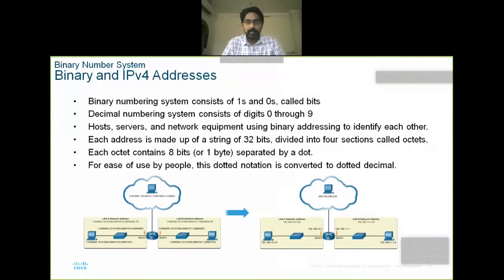The binary number system contains either 0 or 1, which is called a bit. 0 bit, 1 bit, right? And at the same time, the decimal number system contains the numbers 0 through 9: 0, 1, 2, 3, 4, 5, 6, 7, 8, 9, up to 9 only. Binary number system 0 or 1, decimal number system 0 to 9.